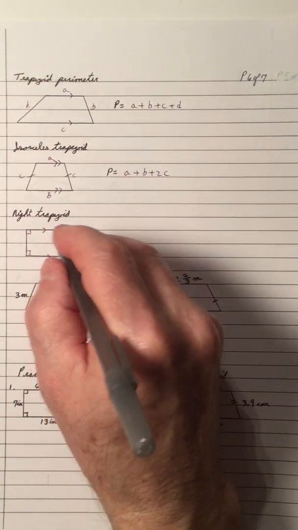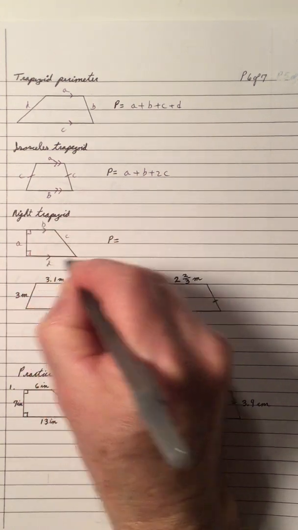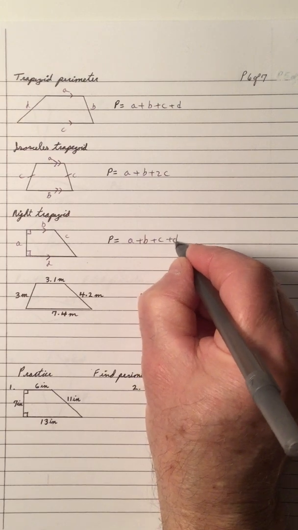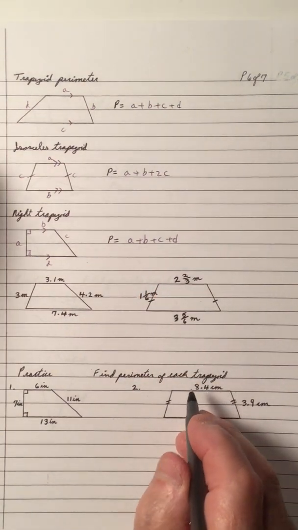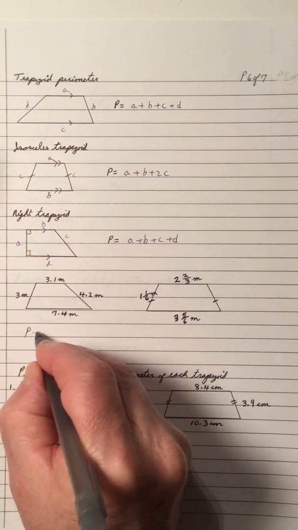And so there's no equal lengths here. There's an A, B, a C, and a D. For perimeter, A plus B plus C plus D. And for a bit of practice, we want to find the perimeter here. So the perimeter, add them all up.